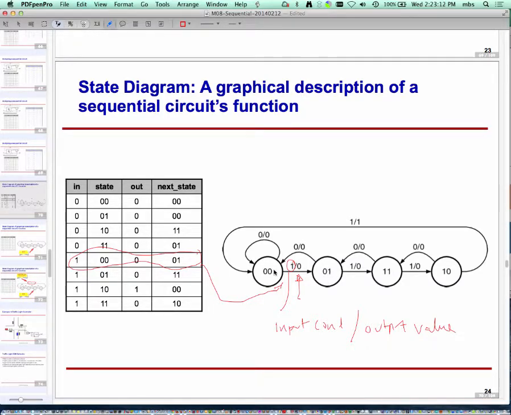If on the other hand I'm in state 0,0 and the input is 0, I stay put. If I'm in one of these states, 0,1, 1,0, then if the input is 0, I reduce, my next state has a numeric value which is less by 1. So if you stare at it, it's acting like a counter which can go up or down also, right?